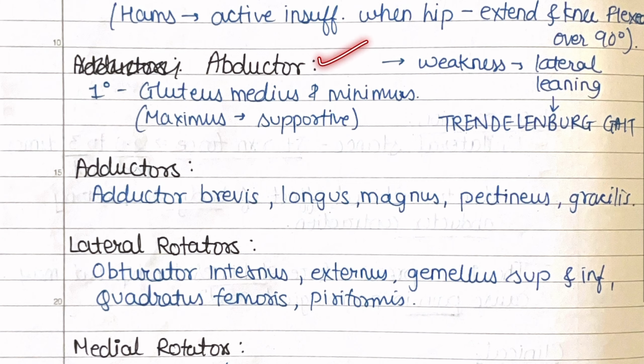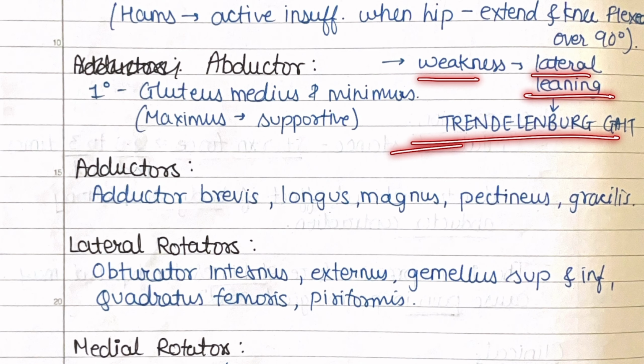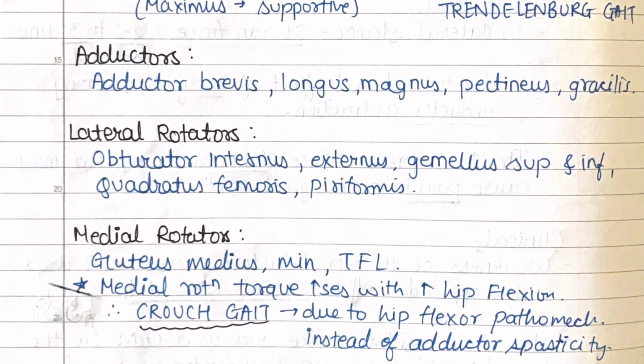Then is abductor. Primary abductors are gluteus medius and minimus. Gluteus maximus is supportive. If abductor is weak, there is lateral leaning or pelvic drop, this gait we discussed. Then is adductor. Adductors are adductor brevis, adductor longus, adductor magnus, pectineus, as well as gracilis.